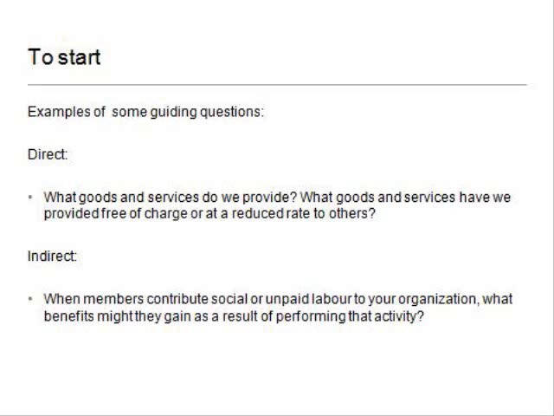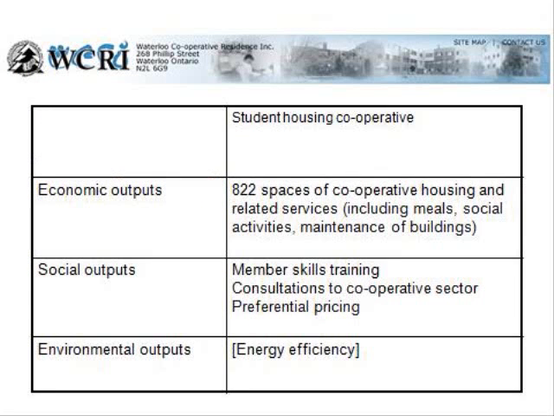This is based on a study we did earlier on the Waterloo Cooperative Residents organization. We did a social accounting statement for them and looked at all the different outputs of the organization. These are just some examples. Economic outputs: they provide housing and related services. This is the information you would typically find on your traditional accounting statements, and then we're going to broaden it to include social outputs and environmental outputs.